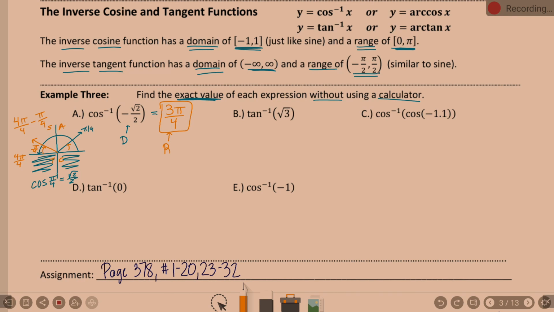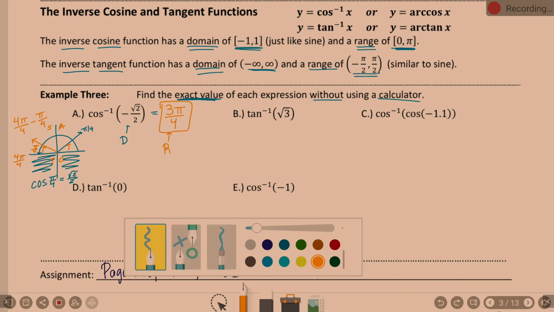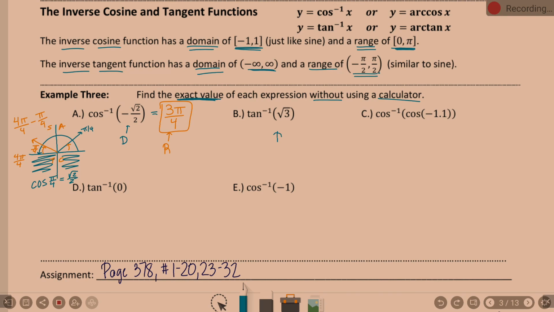Ready to try the next one? Tangent inverse of square root of 3. I'm going to remember this time. Check my domain. What do you think about the domain? We're in inverse tangent. What are my domain options? Anything. And here's my other thing. Again, square root of 3. Is that from my chart? I recognize that as one of my chart values. So that's always a good sign.